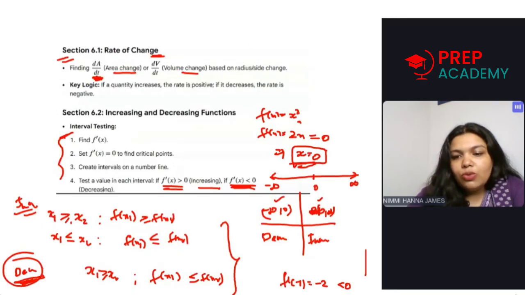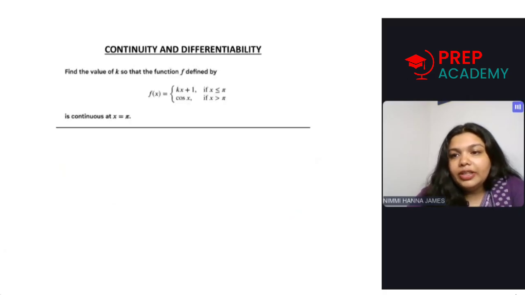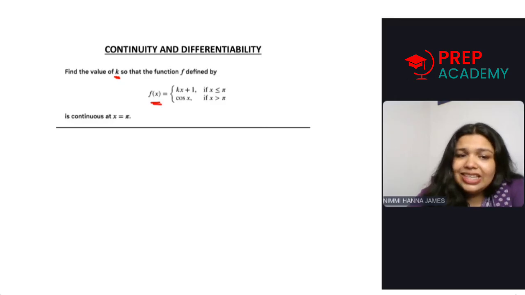Okay, so now let's move on to some problems, some previous year questions that have been asked from this chapter. From continuity and differentiability, the most repeated type of question, a must question, is finding the value of k, given that a function is continuous at some point. So find the value of k so that the function is continuous at x is equal to pi.